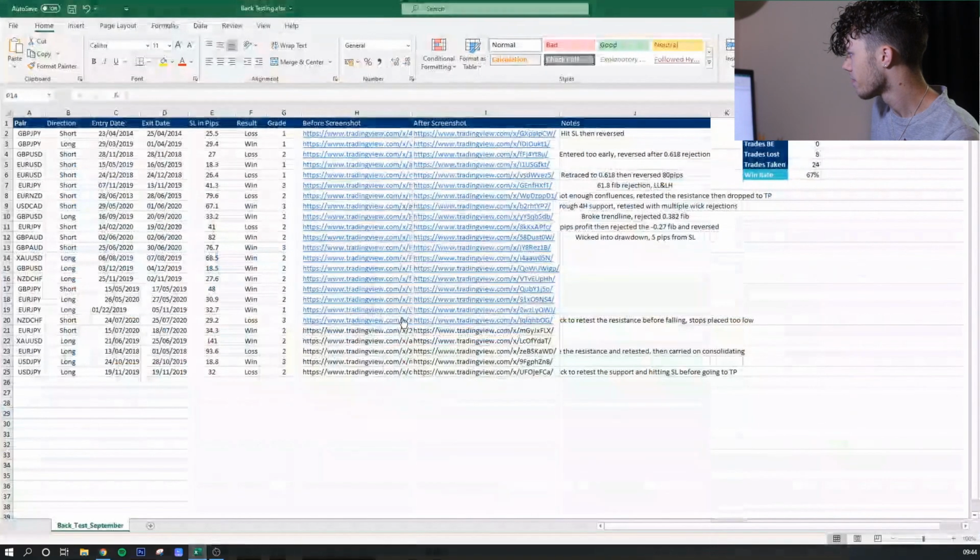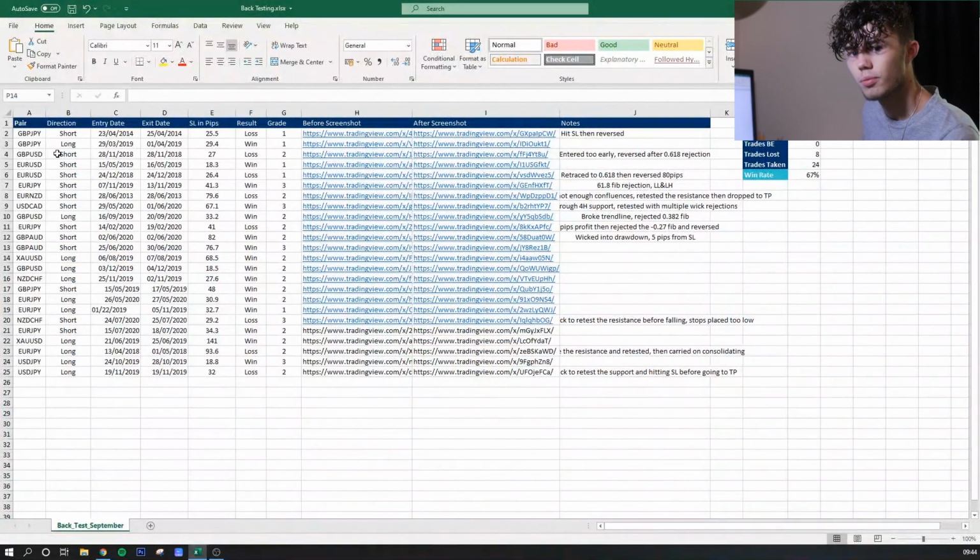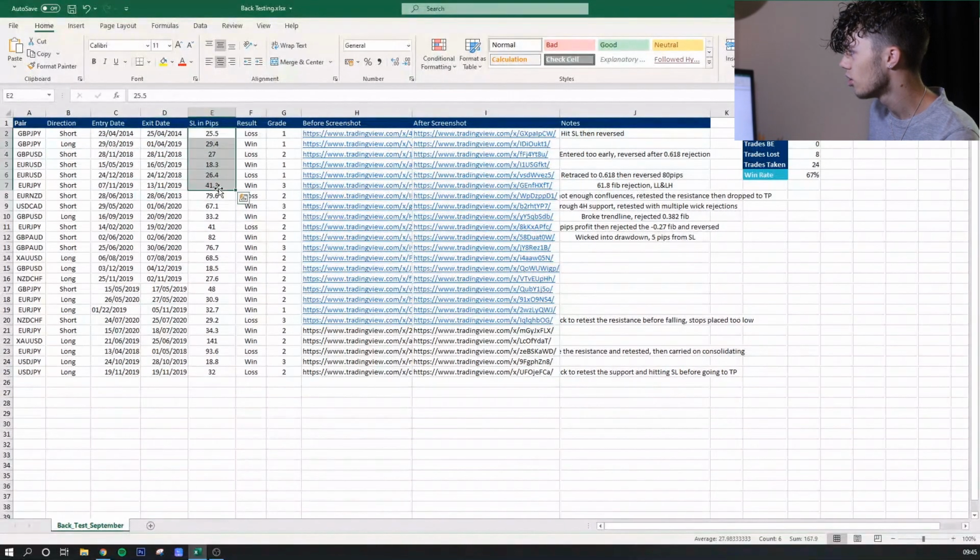So I have this Excel spreadsheet. This is for this past few weeks back testing. As you see, we've got the pair which you're trading. We've got the direction. Is it a short? Is it a long? We've got the entry date, the exit date, the stop loss, if it was a win or a loss, how many different confluences there were.